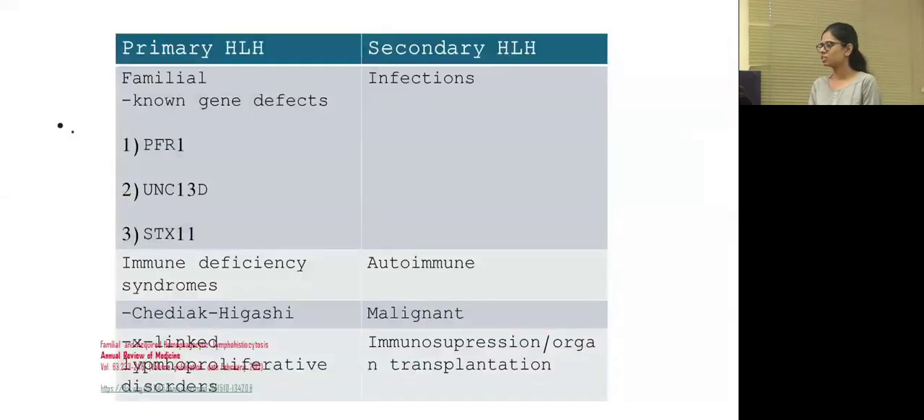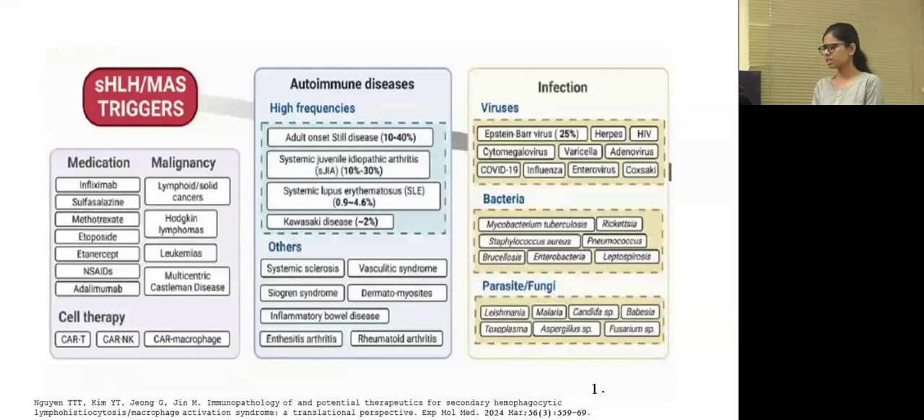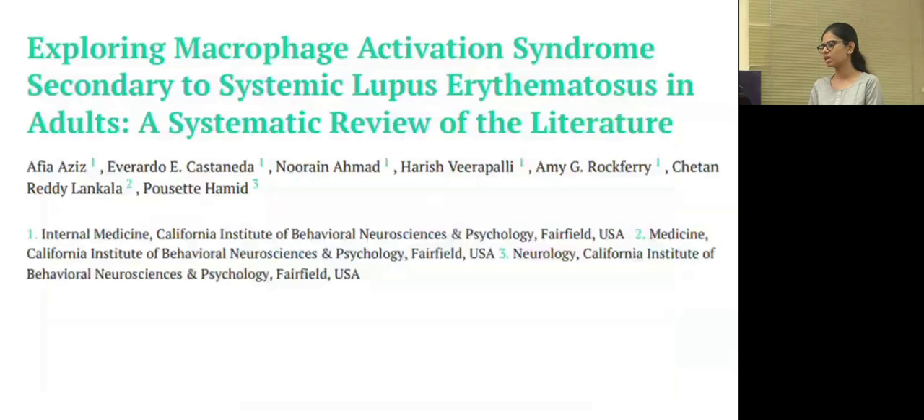So primary HLH and secondary HLH. Secondary HLH, one classical example is macrophage activation syndrome, secondary to rheumatological illnesses. There is a spectrum of various triggers: medications, malignancy, autoimmune diseases, infection. Infection is the most common trigger. Epstein-Barr virus is the most common among infections, almost 25%. And among the autoimmune diseases, adult-onset Still's disease and systemic juvenile idiopathic arthritis are the more common triggers for causing macrophage activation syndrome. SLE causes 0.9 to 4.6% of the same.